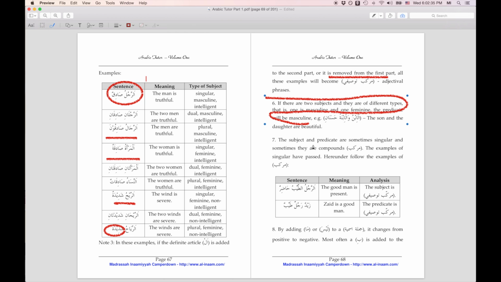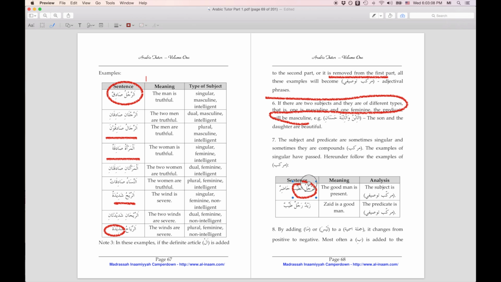Number 7, the subject and predicate are sometimes singular and sometimes they are compounds. Actually not plural, sometimes they are phrases. The examples of singular have passed. Below we'll see the examples of murakkab. So ar-rajulu at-tayyibu means the good man. Now the khabar comes in, hadirun, the good man is present. The subject is murakkab tawsifi. So these two words are the phrase, that's the murakkab tawsifi.